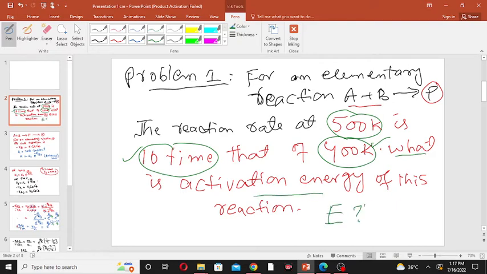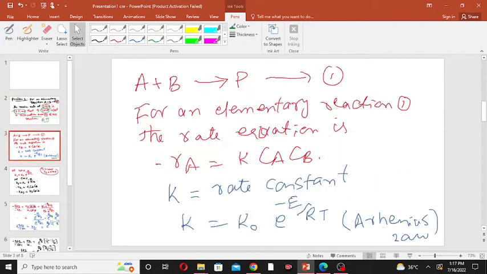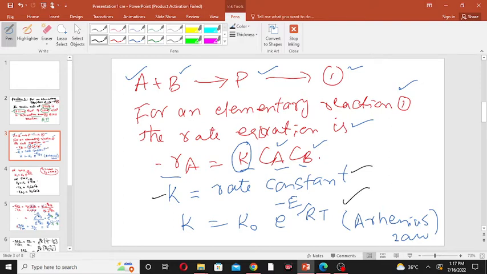So activation energy is unknown to us. Now this is the elementary reaction, A plus B gives the product P. For an elementary reaction, which is reaction number 1, the rate equation is minus Ra is equal to K Ca into Cb, where K is the reaction rate constant, Ca is the concentration of component A, and Cb is the concentration of component B.